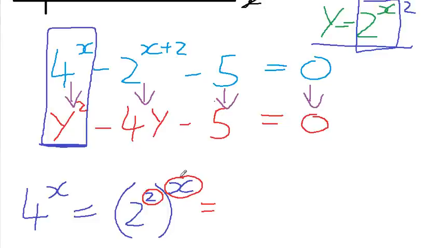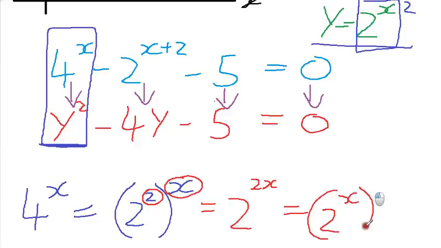So you can go 2 to the power of 2x. And then in just the same way, we can go back the other way and say we've got 2 to the power of x all squared. So we've just swapped these two around, which we can do with our indices rules.